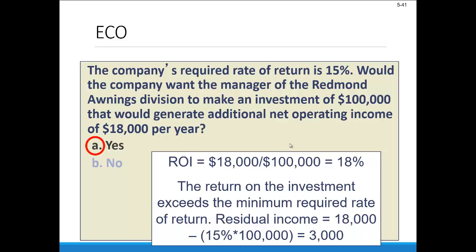Any manager in this case evaluated with residual income would want to accept that project. They're going to accept anything that has residual income of at least 0. So there's a potential difference for us with regard to residual income and ROI, something to be aware of.